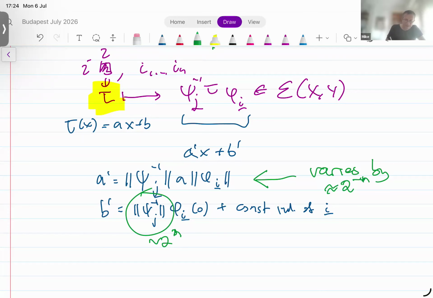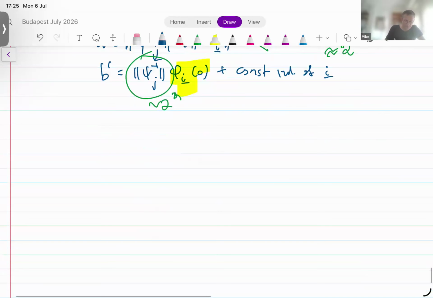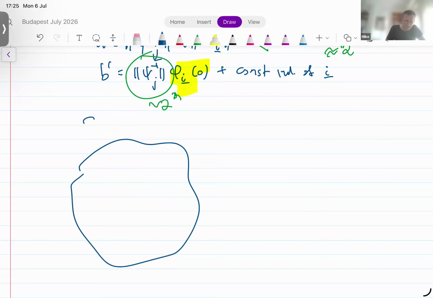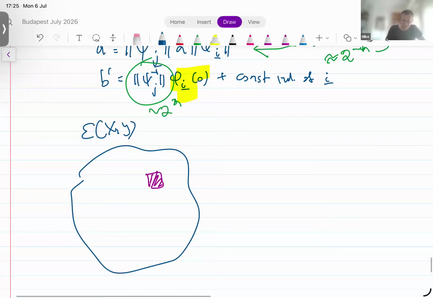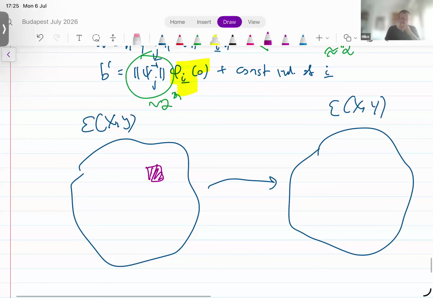And on the other hand, the way that phi comes into it is as a constant. So, in other words, here's what we get. If I start with E of xy and a little dyadic cube inside of it, and I perform this renormalization operation, then it takes the little cube back into E of xy.